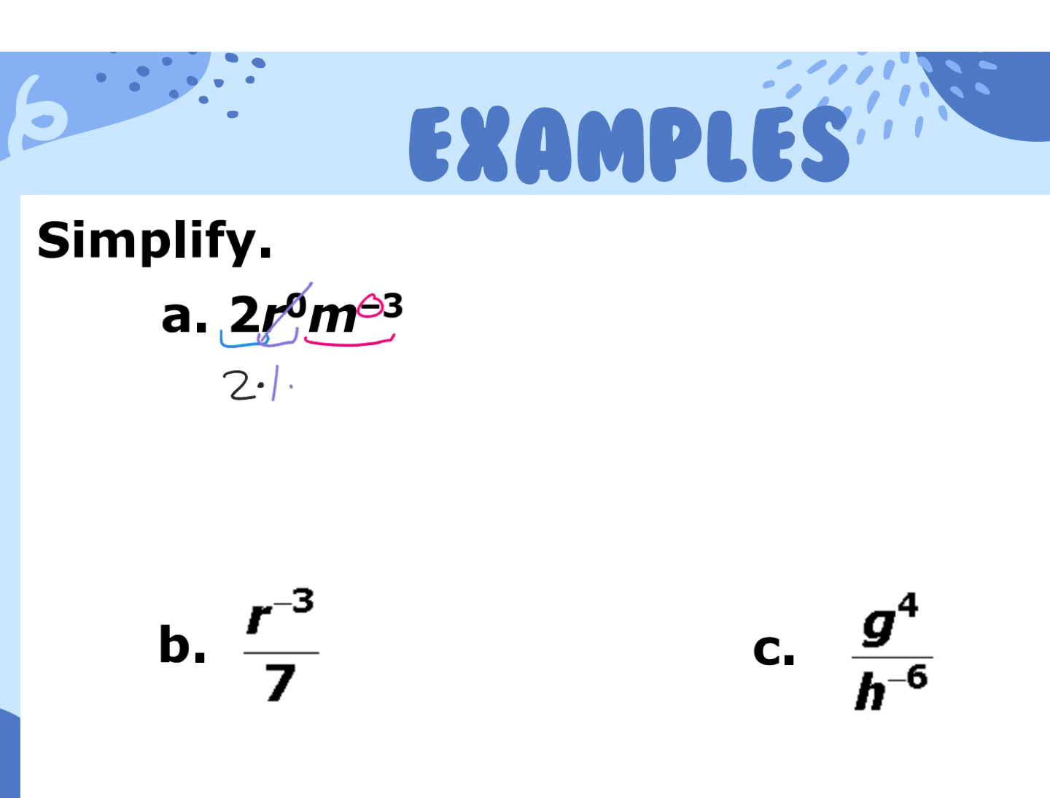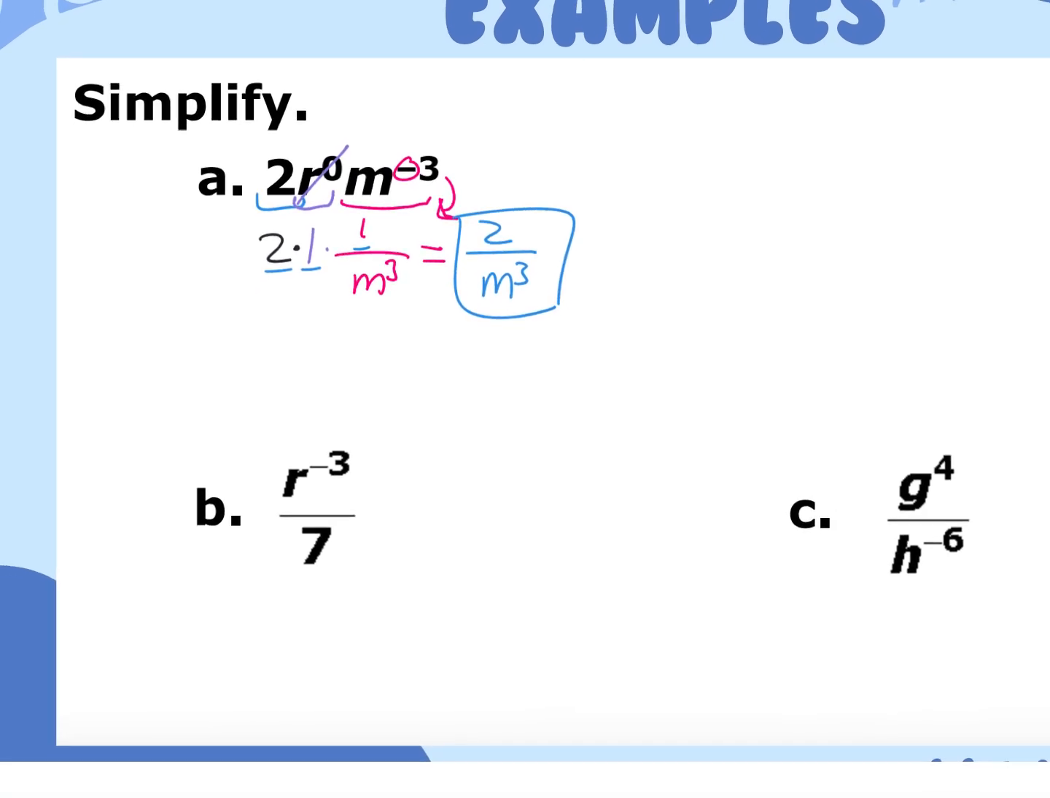This negative 3 is going to move it to the bottom, so it's going to become 1 over m to the positive 3. And then from here, you can go straight across. So 2 times 1, all on top, is going to be just 2. And then I'm going to have an m to the 3rd on the bottom.